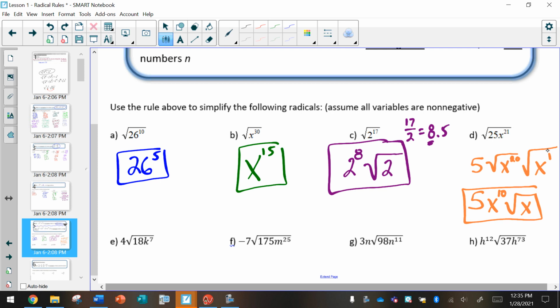That's a little bit different way of doing it than what I did here. But if I did it the other way, 21 divided by 2 is 10.5.